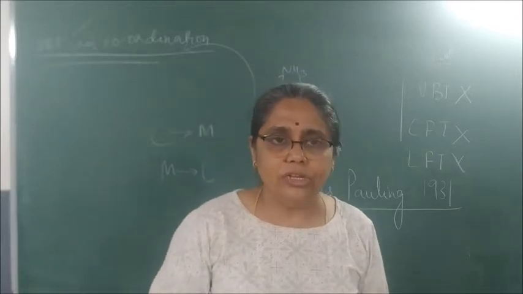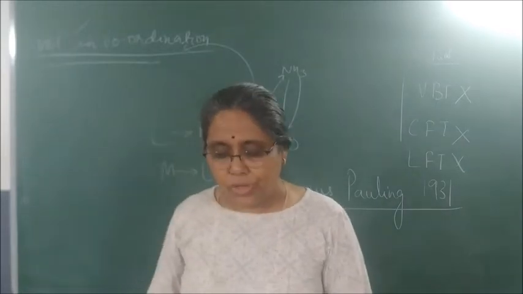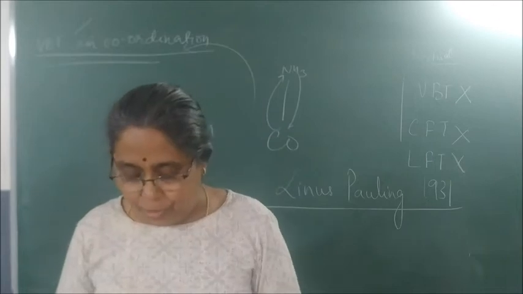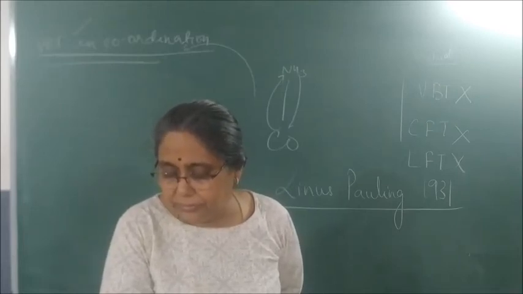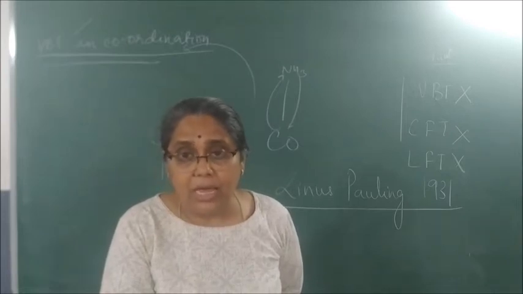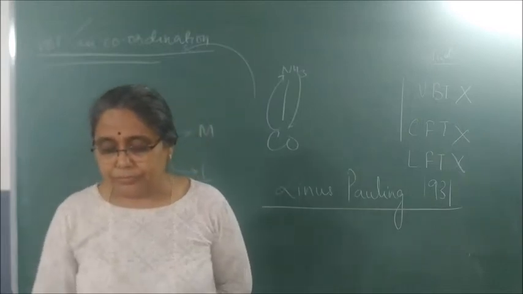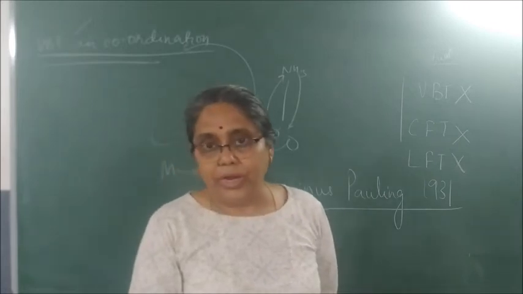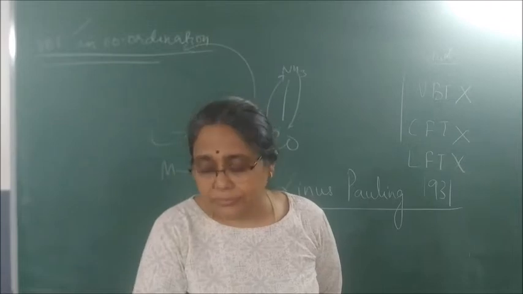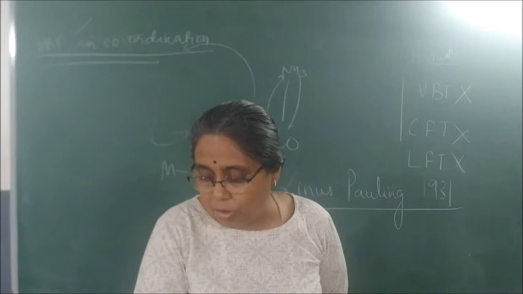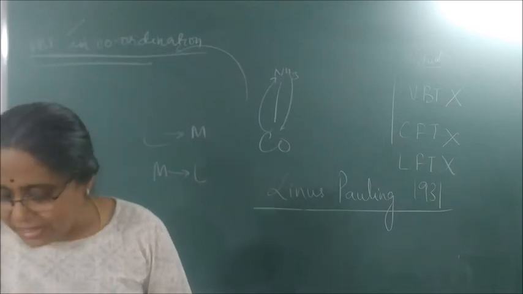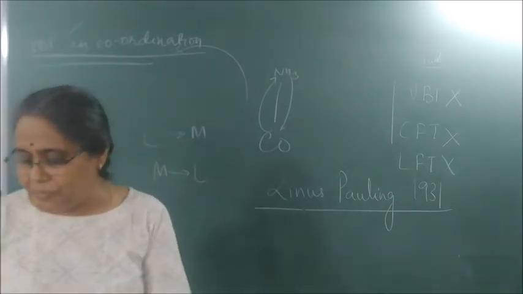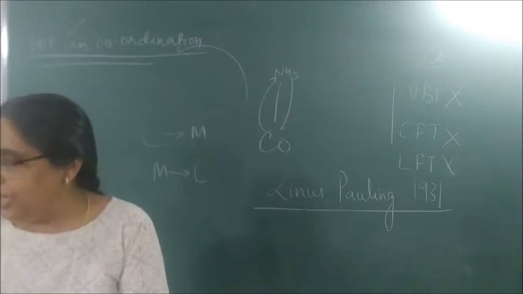Okay, so write the postulates of VBT. First point, in a coordination compound, the central metal atom provides a definite number of vacant orbitals for the formation of coordinate bonds with the ligands.